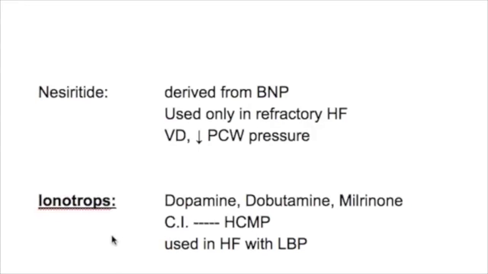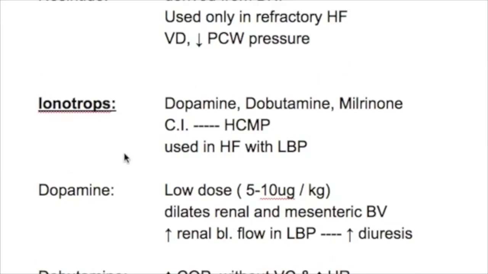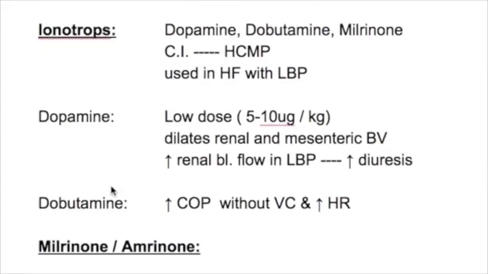The inotropes. What are the inotropes? Dopamine, dobutamine, amrinone, and milrinone. What is the contraindication to the inotropes? They are contraindicated in hypertrophic cardiomyopathy and they are used in heart failure with low blood pressure. What are the effects of dopamine and what is the difference between dopamine and dobutamine? Dopamine is a sympathomimetic, but in low doses up to 10 microgram per kg it dilates the renal and mesenteric blood vessels. So it increases the renal blood flow in hypotension and causes diuresis.